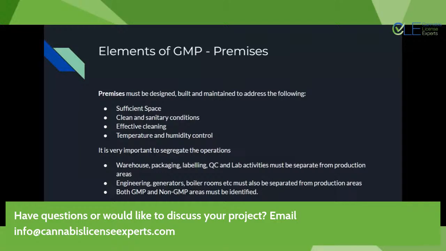Okay, so your premises has to be designed, built, and maintained to address the following: proper amount of space, a clean and sanitary condition, that your sanitation and cleaning programs are effective, and that you have the proper temperature and humidity controls within your organization and your space. It is very important to segregate the operations of warehouse, packaging, labeling, quality control, and any potential lab activities that you have on site from your production areas. Again, your clean rooms, your dirty rooms, making sure that you don't have crossover that could cause contamination, and just your whole GMP program. Then you're also looking at engineering, generators, boiler rooms, making sure that those are also separated from your production areas, and that both GMP and non-GMP areas within your site are properly identified and addressed as such.